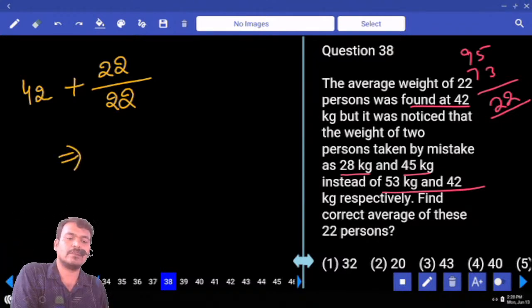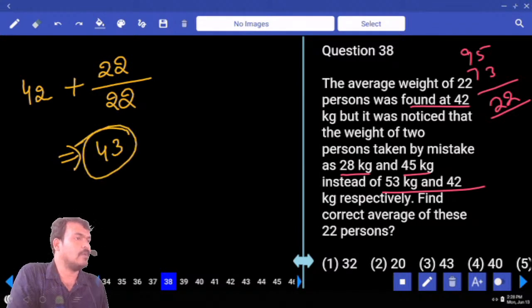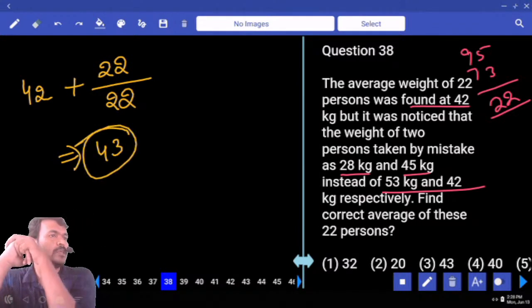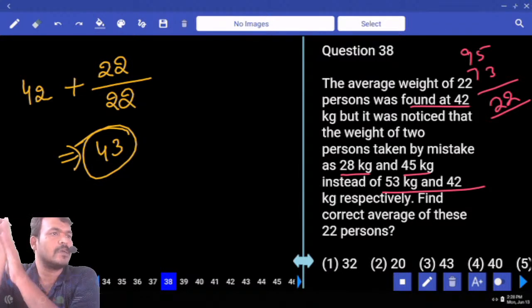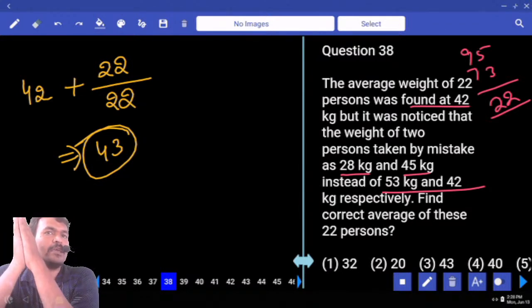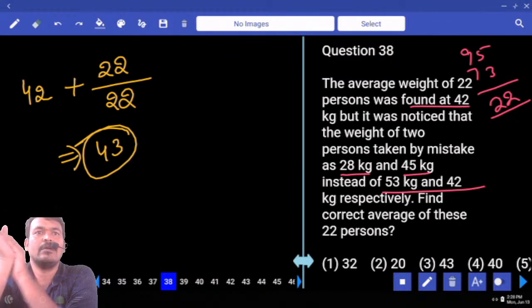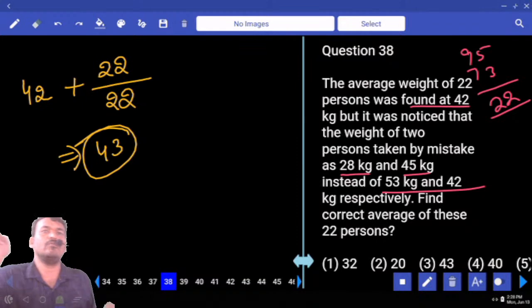What is the total answer? 43. 22 is an increased sum or decreased sum? Increased sum. Divided by 22, it means increased average. Both are adding, so it will be the new average.